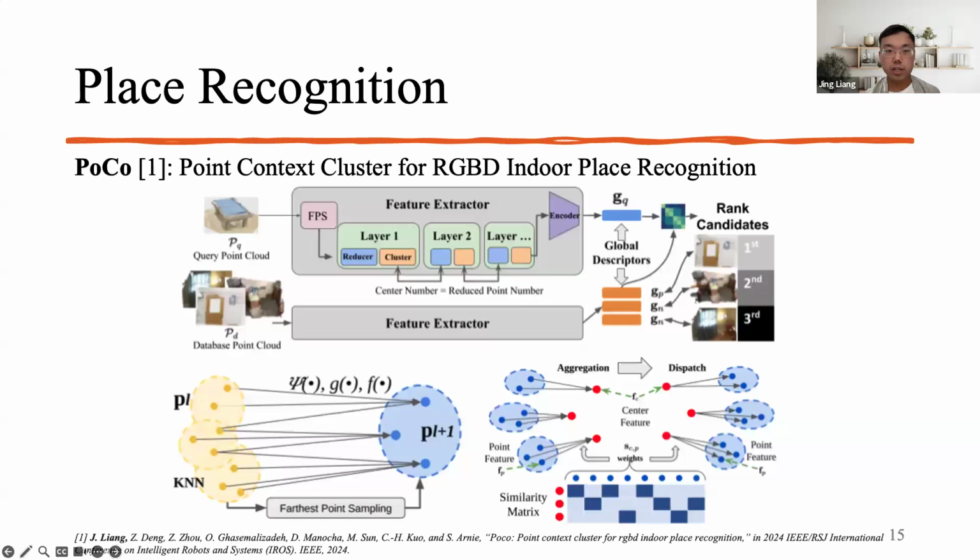And the cluster, as shown in the right bottom figure, processes the multi-scale features by an aggregation and dispatching mechanism. In each cluster, after aggregation, we get higher level sparse center features, and then the dispatching correlates two scales of center and point features, and uses the center features to enhance the point features.